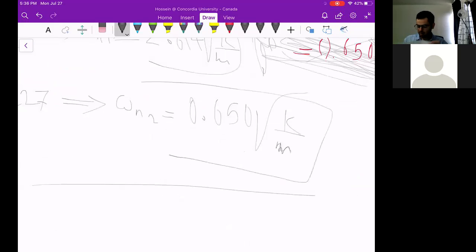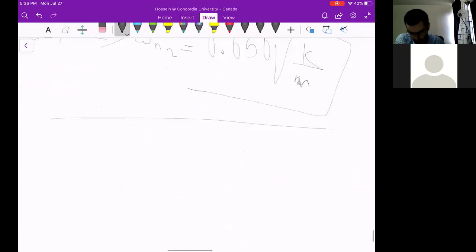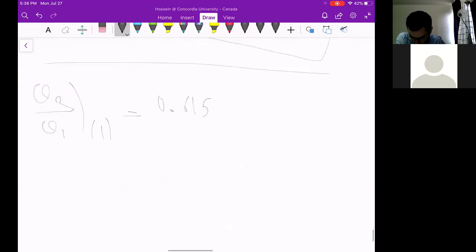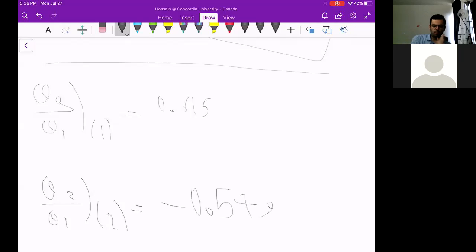you can go for the normal mode shape. The normal mode shape, the first mode theta 2 over theta 1 would be 0.615, and theta 2 over theta 1 second mode would be minus 1.549. In order to obtain the normal mode shape, you have to take one row of the equation of motion in matrix format and just insert the natural frequency into the omega.